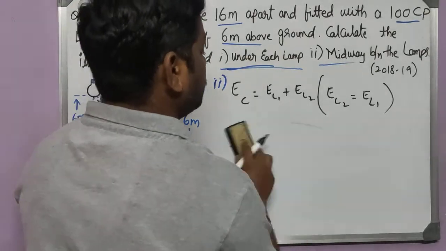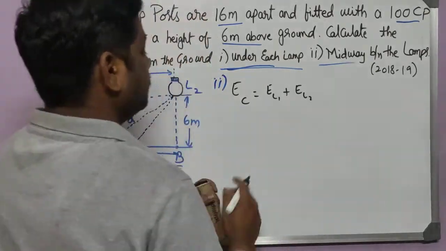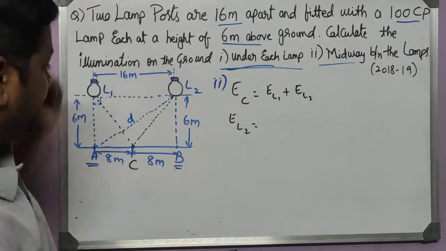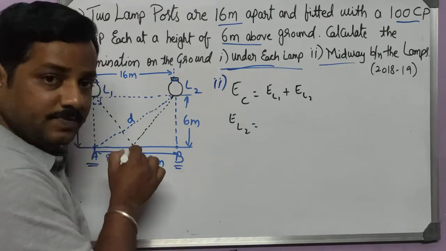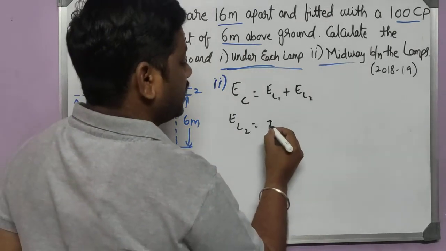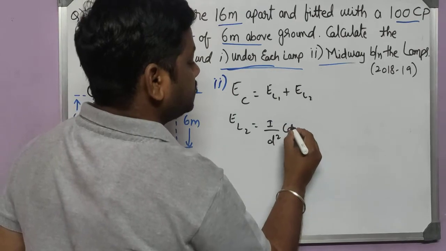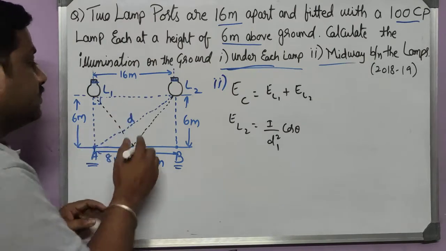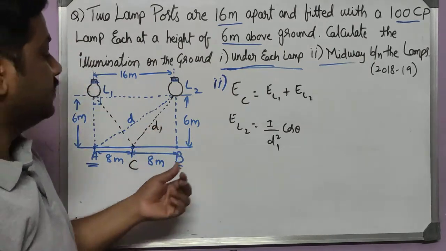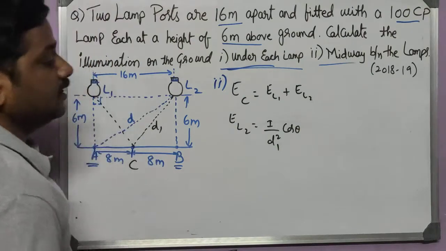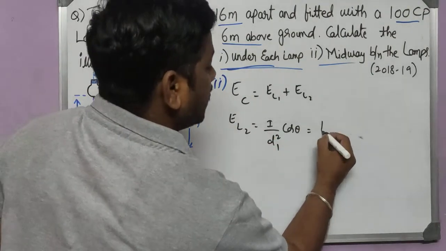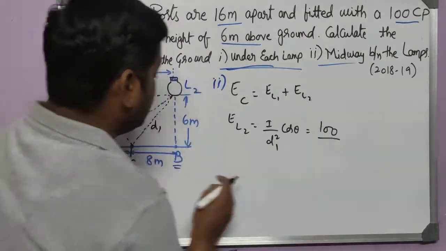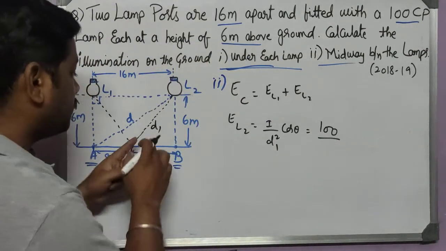First let us find EL2. You can find EL2 or EL1, anyone. From this lamp, we need to find the illumination at point C. So for that, what is the formula? I by d square cos theta. Now let me take this as d1, because I already have d here. So d1 square cos theta, right? What is I? That is 100 candle power. So I is 100 by d1 square. Find the d1 now.